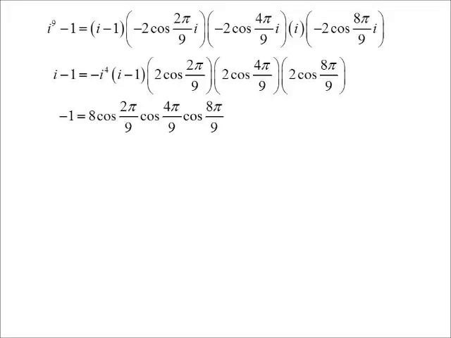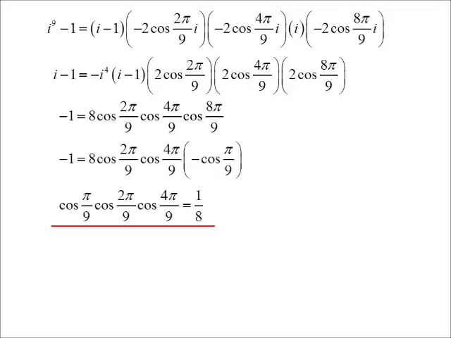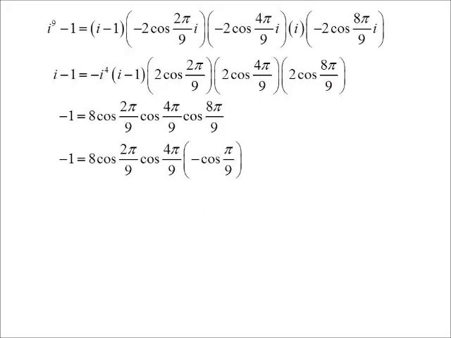The last thing is to change my cos 8 pi on 9. I'm going to change that to minus cos pi on 9. And eventually I've got my answer. Is that good or what? I mean, how much fun is that? All right. Woo-hoo.